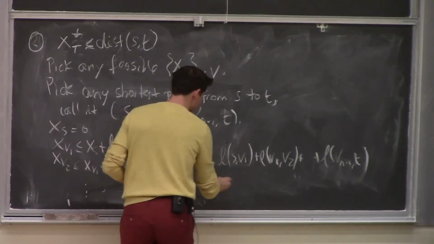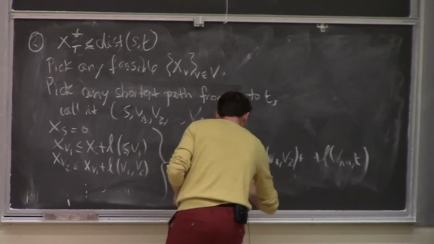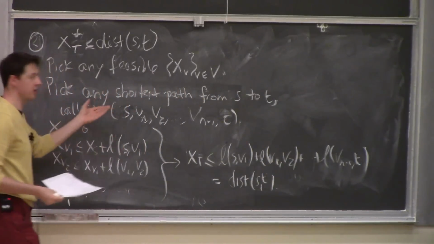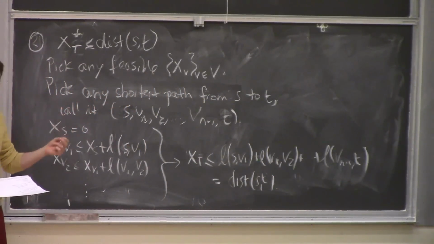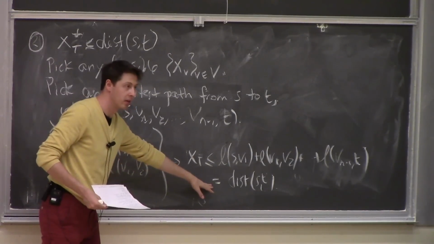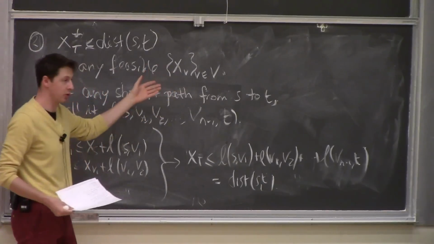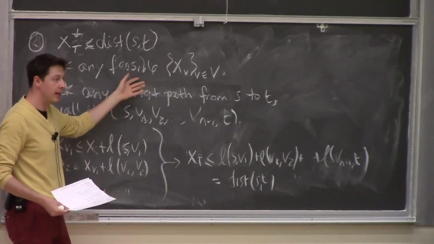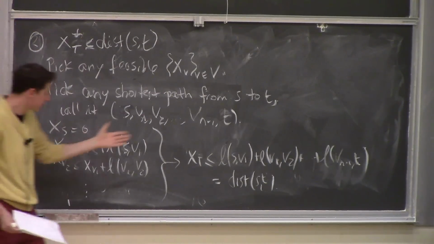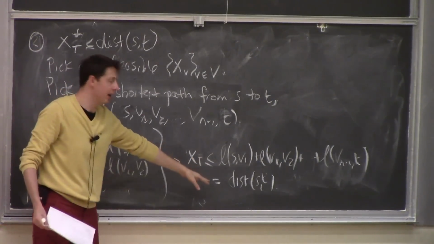This is the distance from S to T. Why? Because I picked the shortest path from S to T. And the sum of the lengths is the distance. But look, this is an upper bound. Okay? This was any feasible solution. Okay? And I have analyzed a particular subset of constraints, those induced by a shortest path. And we're saying that, look, whatever xt is, it cannot be larger than the distance.